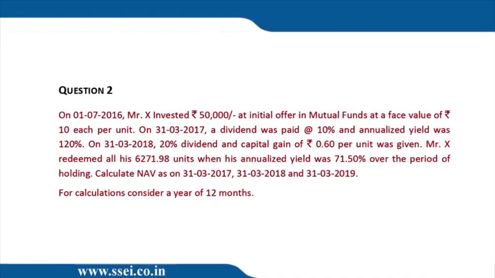So 13,000 something divided by the extra units is coming to 13.80. So 13.80 is Y. 13.80 is the NAV on 31st March. Okay, so I got two answers. 18 is the NAV on 31st March 17 and 13.80 is the NAV on 31st March 18.